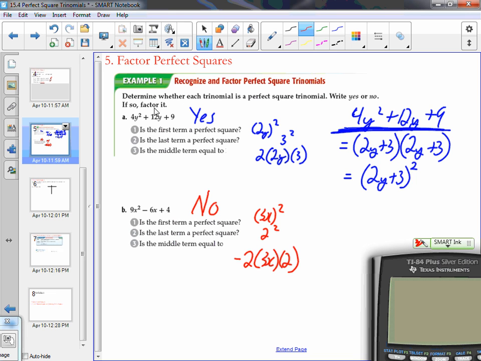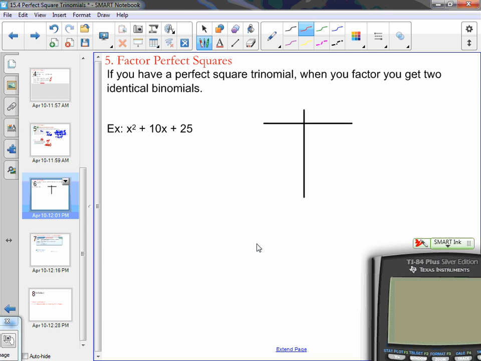Well, not for this. All they wanted us to do was decide if it's a perfect square trinomial. The only reason I factored it out was to give you an example of how to factor a perfect square trinomial. All right, let's try this one. X squared plus 10x plus 25. First term is x squared. Last term is 5 squared. Is the middle term 2 times x times 5? Yes, so this one is a perfect square trinomial.